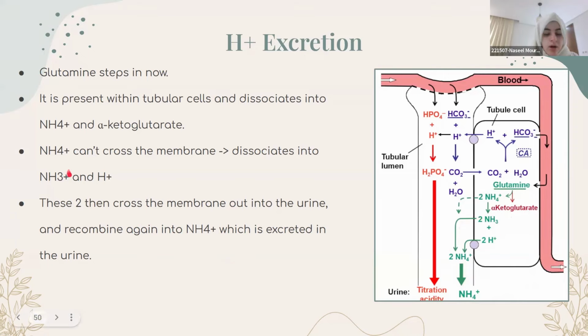Oh, I wrote it here. Okay, I'll fix that. Thank you for pointing that out. I wrote NH3 plus here. This is just supposed to be NH3.